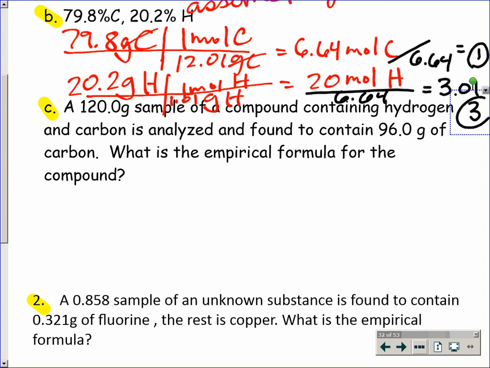So we have a 120-gram sample, and 96 grams of it is carbon. Which of those pieces is really the most important one right now? The 96 grams of carbon. So write down 96 grams carbon. What's the rest of the sample made of, Maverick? Say again? Well, read this question with me. If we have 96 grams of carbon, how much of it is hydrogen?